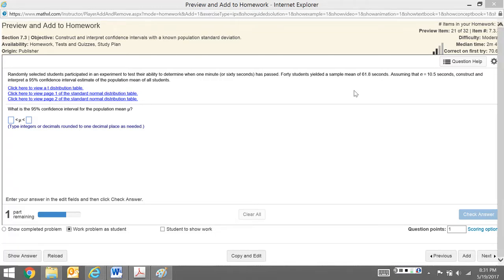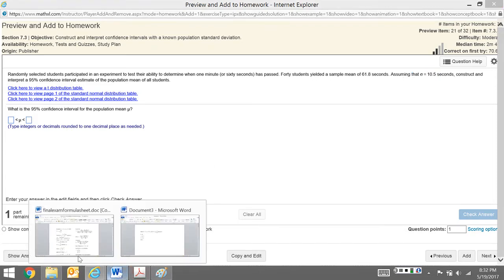Okay, well, first of all, notice that we know the population standard deviation right there. Remember, if it's Greek, it's a population parameter. If it's a regular English letter, then it's a sample statistic. So that means we are working with the z-score. We have a known population standard deviation.